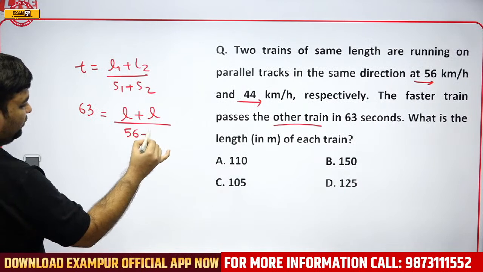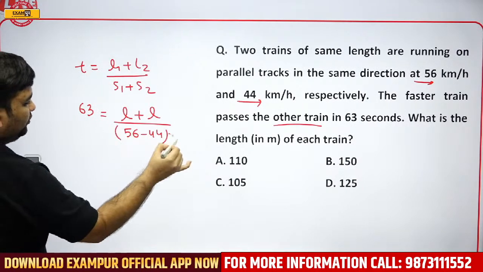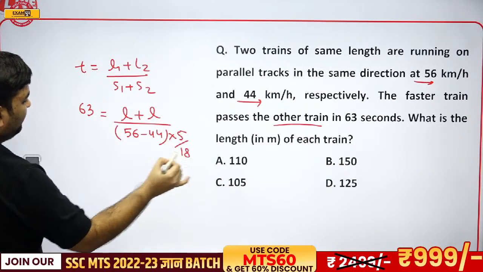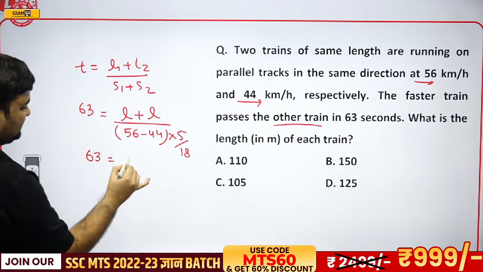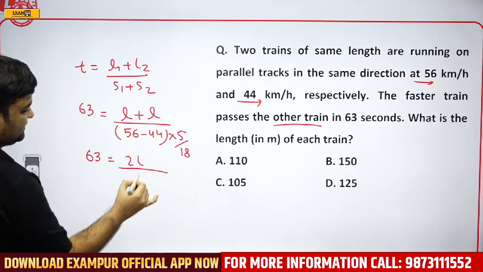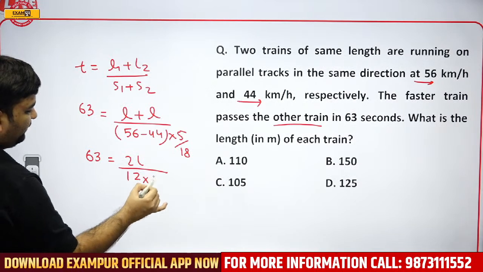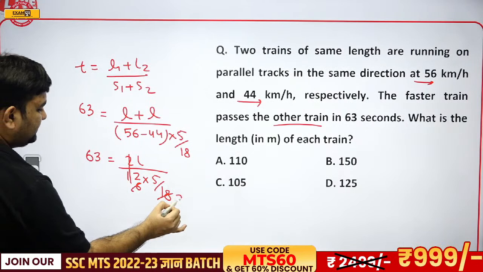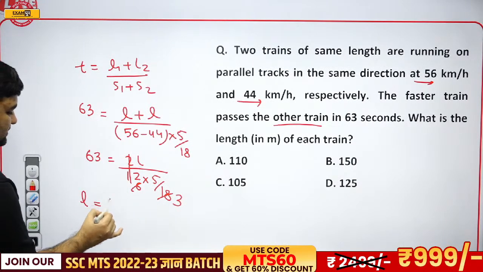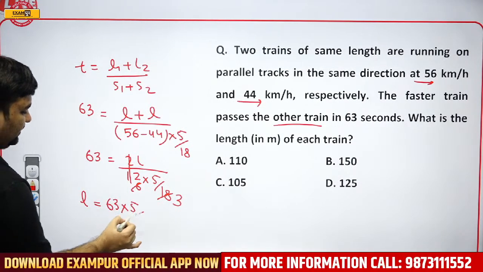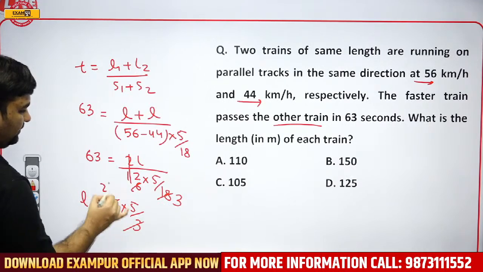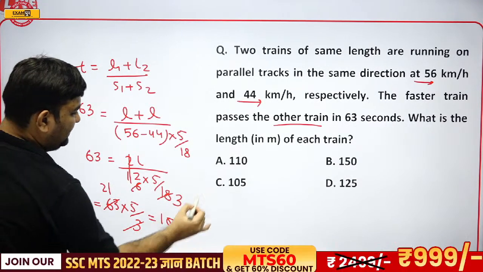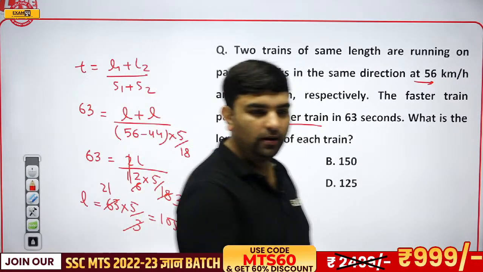So 56 minus 44 is 12 kilometer per hour. Convert into meter per second: 12 into 5 by 18. So 63 is equal to 2L upon that speed, and L is 63 into 5 by 3. Each train is 105 meter long.